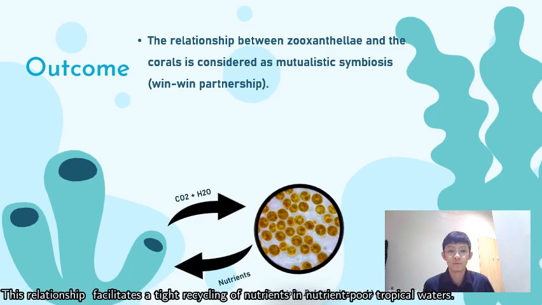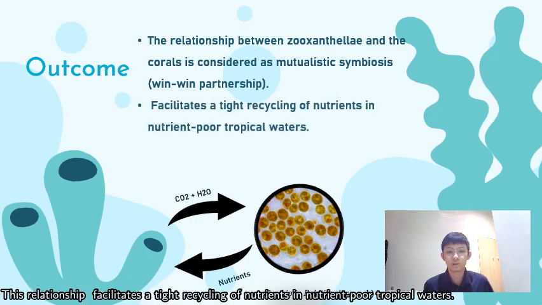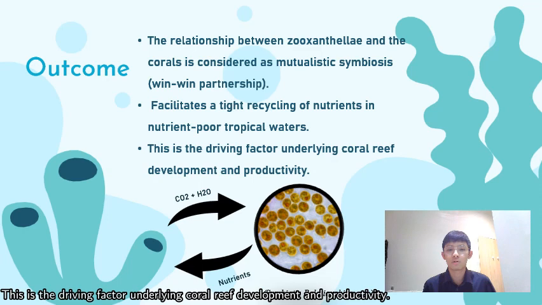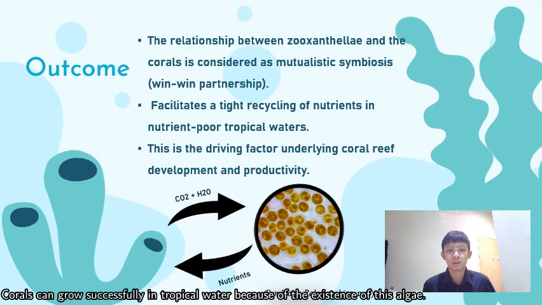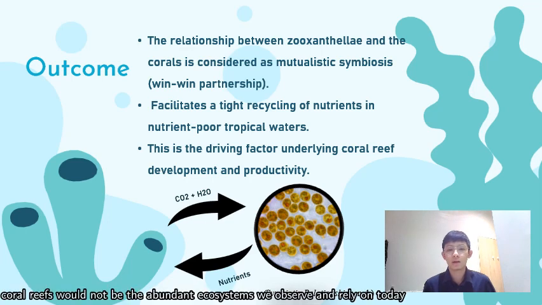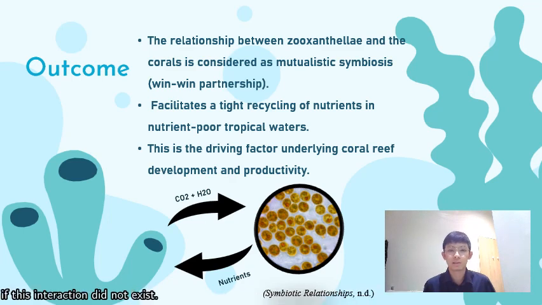This relationship facilitates a tight recycling of nutrients in nutrient-poor tropical waters. Indeed, up to 90% of the organic material photosynthetically generated by zooxanthellae is transported to host coral tissue. This is the driving factor underlying coral reef development and productivity. Corals can grow successfully in tropical water because of the existence of these algae. In fact, coral reefs would not be the abundant ecosystems we observe and rely on today if this interaction did not exist.